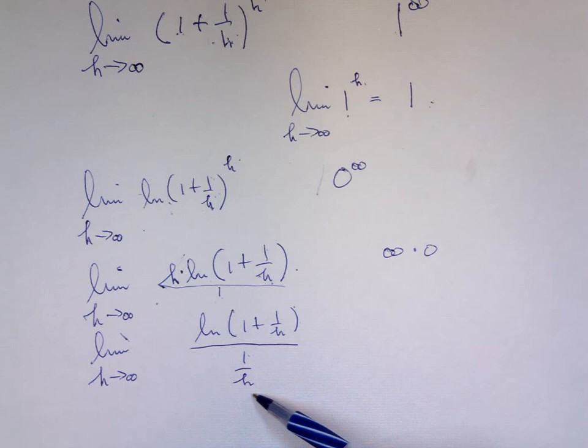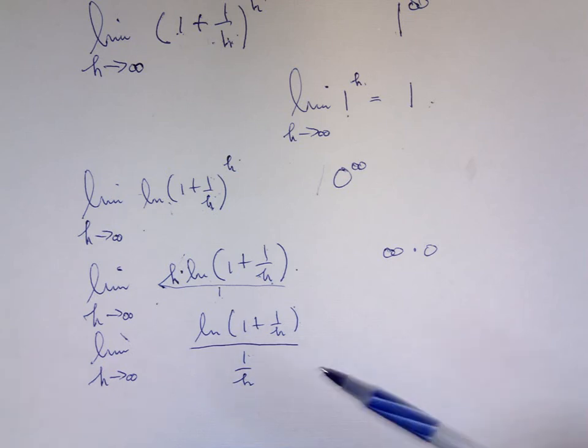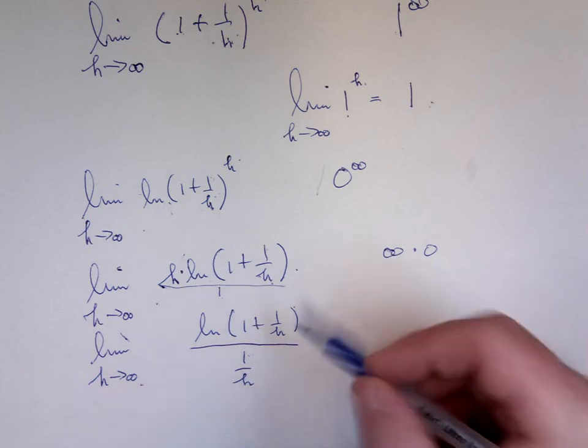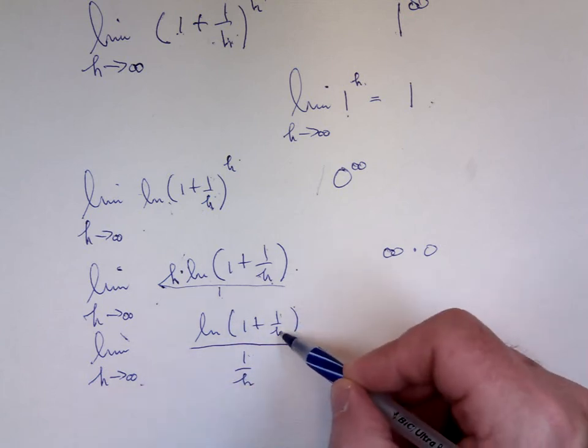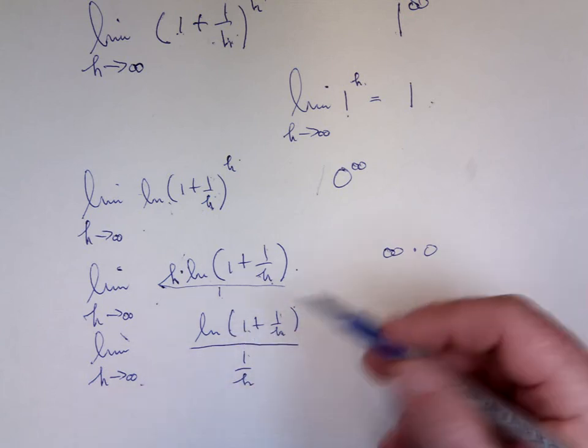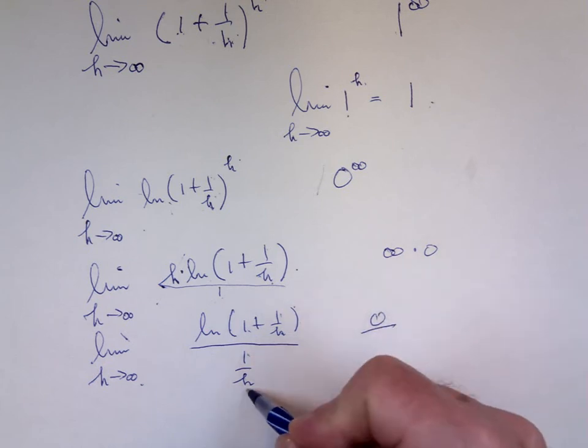Now let's see what we have. h is going to go to infinity. 1 over infinity, 0. Natural log of 1, 0. 1 over h is going to infinity. What's that equal to? 0. We got 0 over 0, indeterminate form. I can now use L'Hopital's.